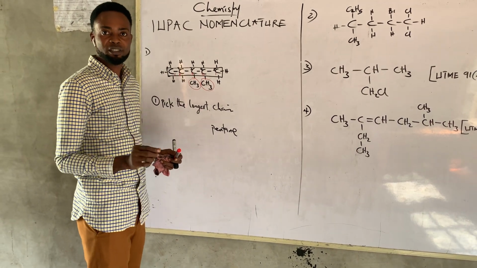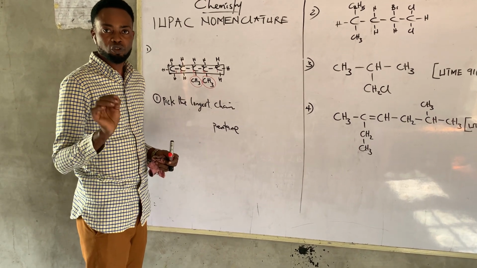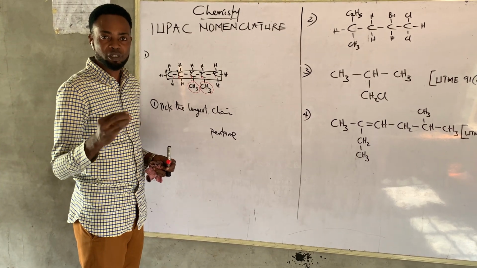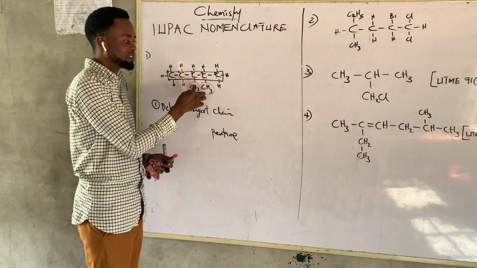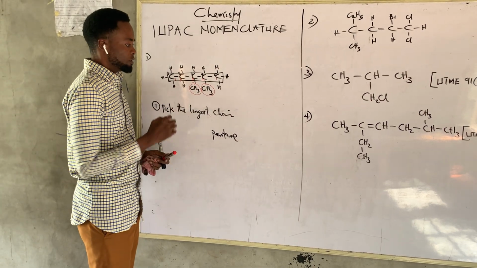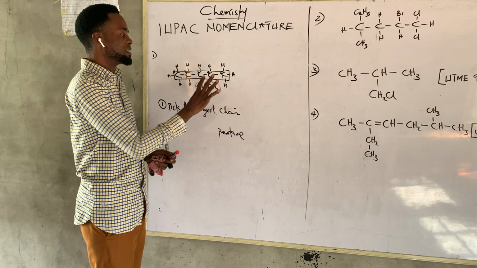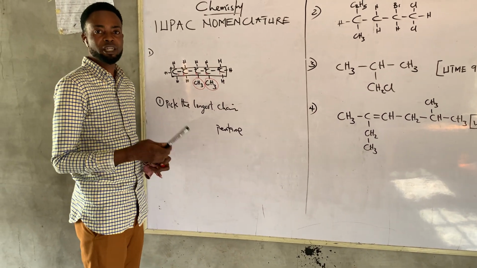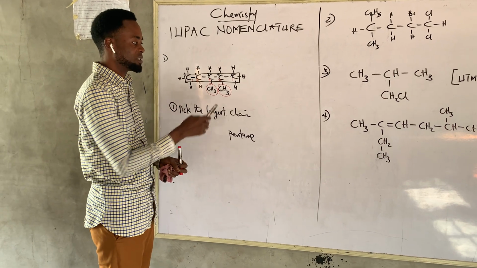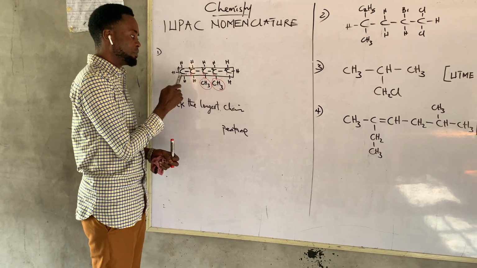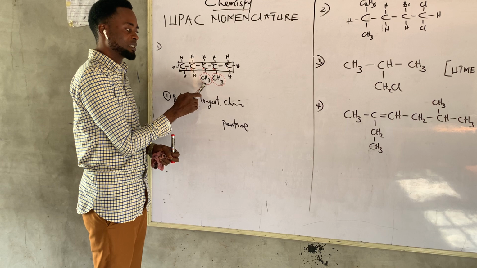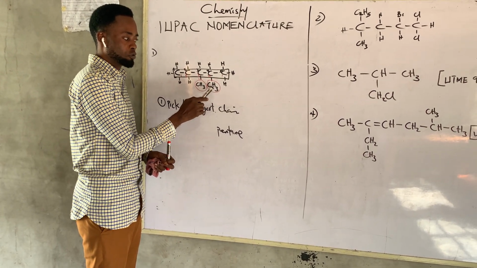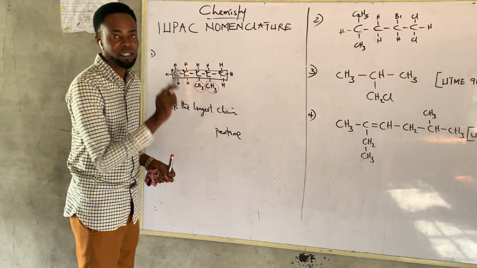So another rule is number in such a way as to give the smallest value to the branch chain. Alright? So that is rule number 2. This is a branch chain, this is a branch chain. If I number from the black ink, the first branch chain will be on carbon 3. If I number from the red ink, the first branch chain will be on carbon 2. So I'm going with the red ink.